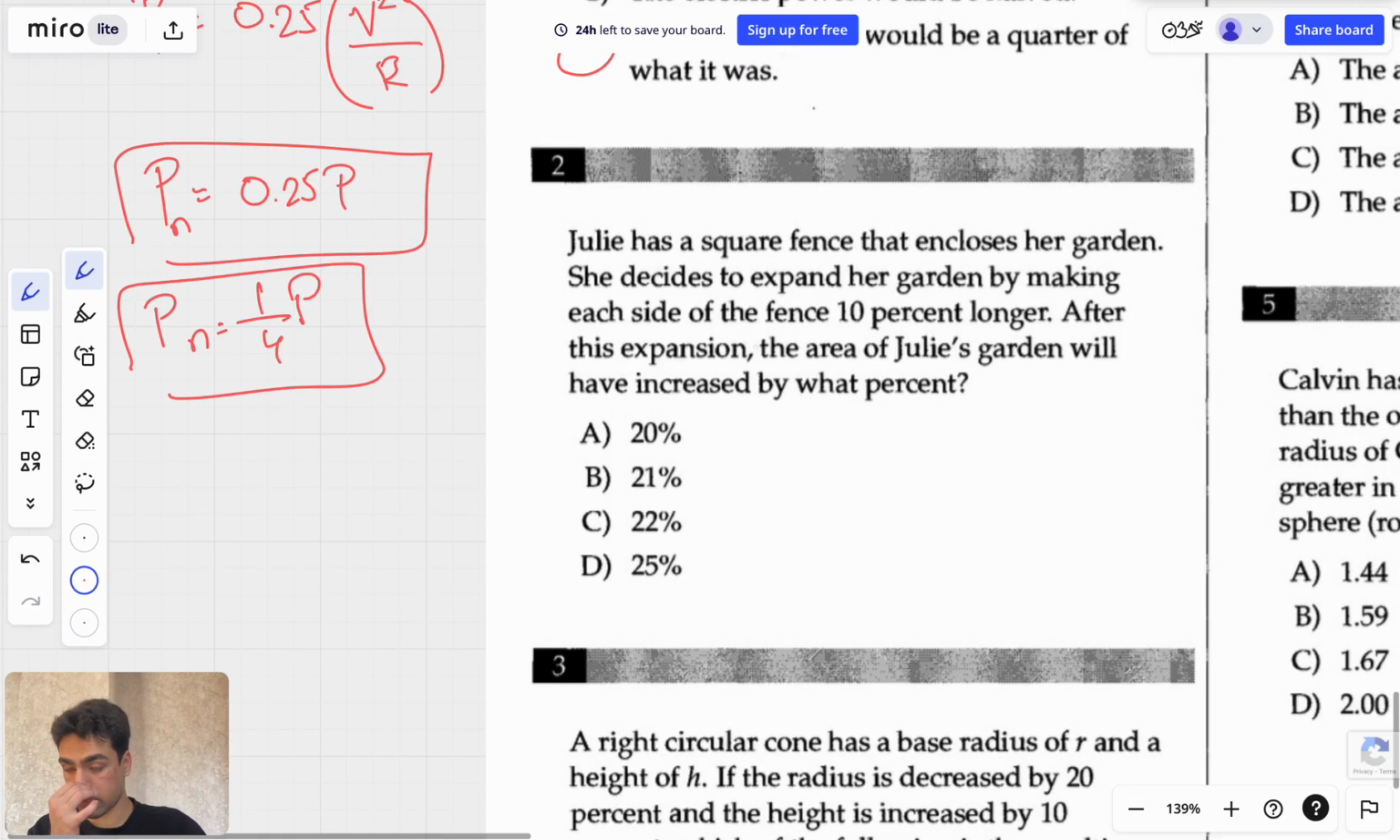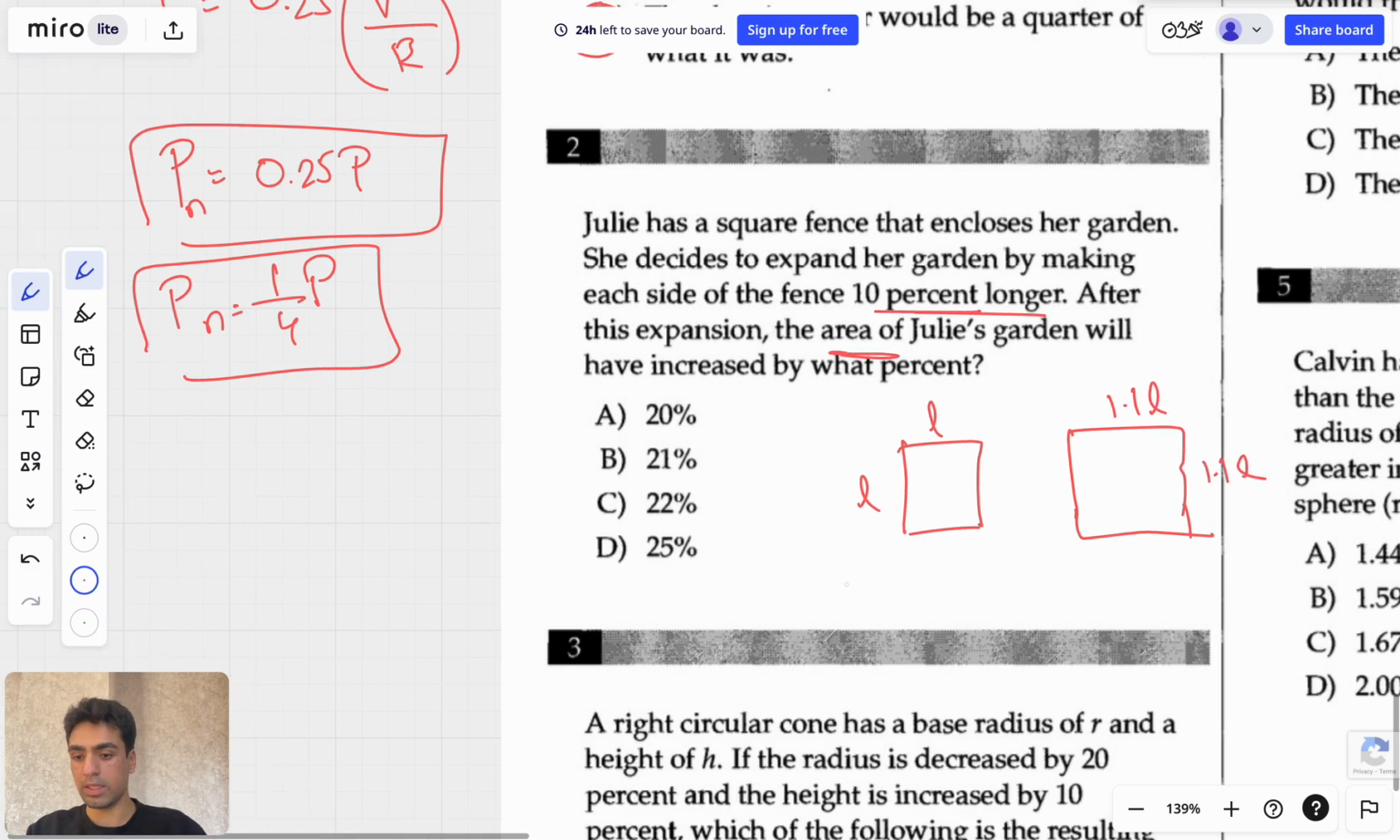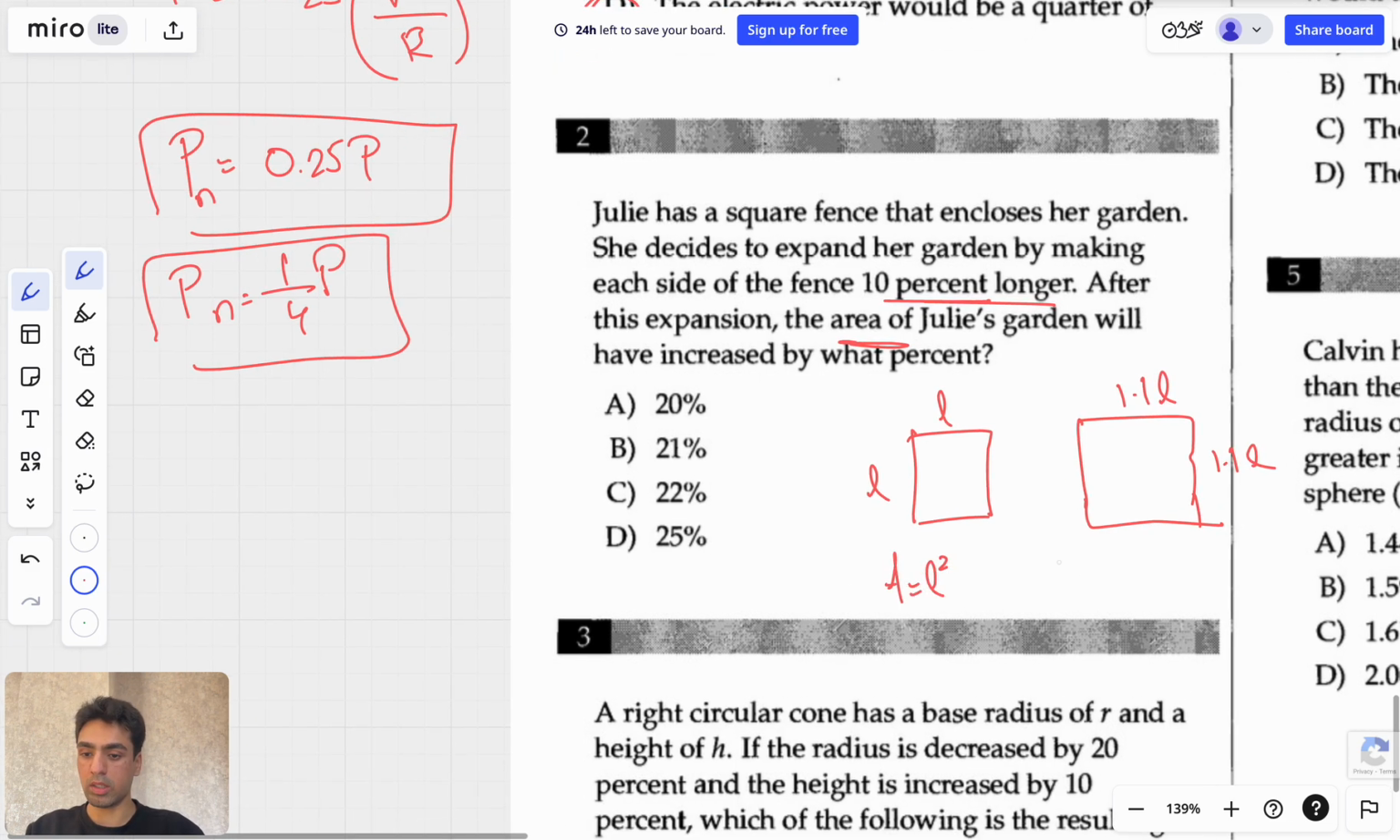Next, it says that Julie has a square fence. She decides to expand her garden by making each side of the fence 10% longer. So we have a square fence. She makes it 10% longer. So we need to find the area. How would the area change? So let's say that this is the original length. If it's 10% longer, that means you would write this as 1.1 L. The area for this one is going to be L squared. The area for this one is going to be 1.1 L squared, right? So the length times the length.